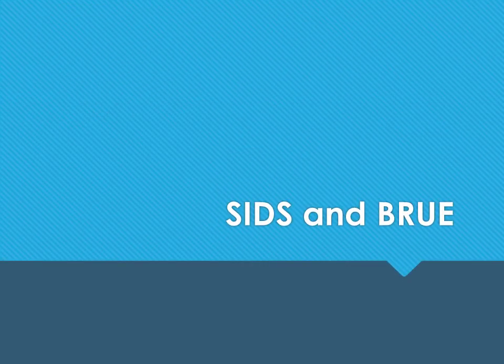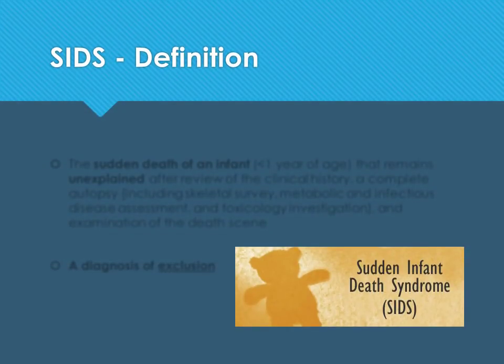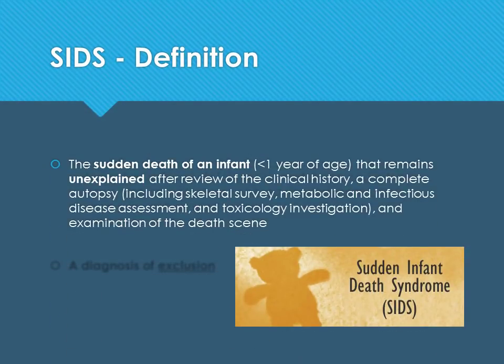We're now going to move on to sudden infant death syndrome and BRUI. Sudden infant death syndrome. The definition is the sudden death of an infant, which is a child less than 1 year of age, that remains unexplained after review of the clinical history, complete autopsy, including a skeletal survey, metabolic and infectious disease assessment, toxicology investigation, and examination of the death scene.